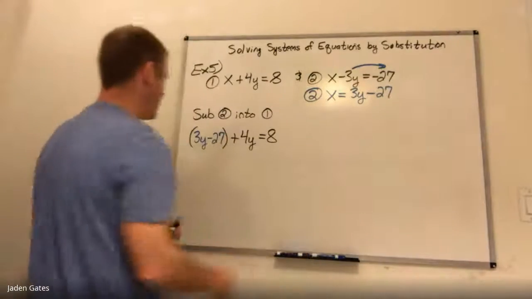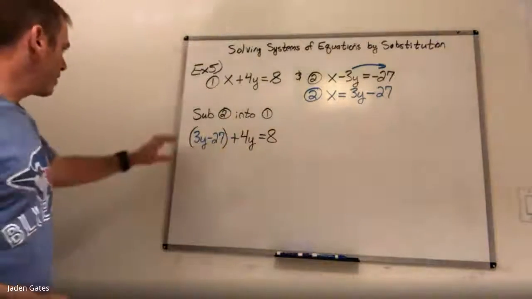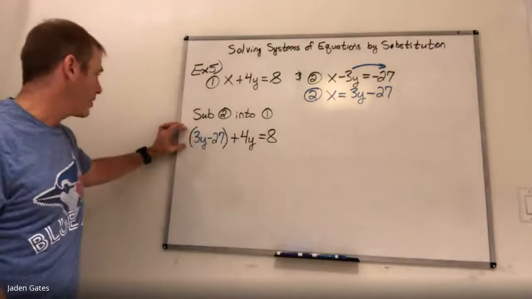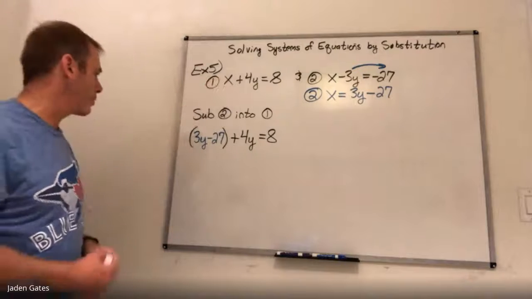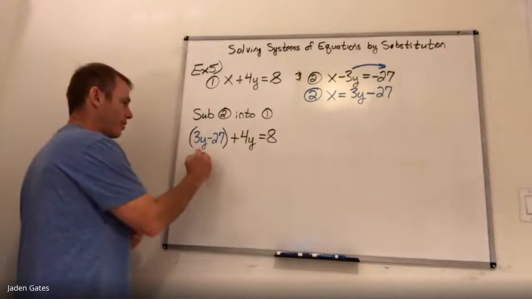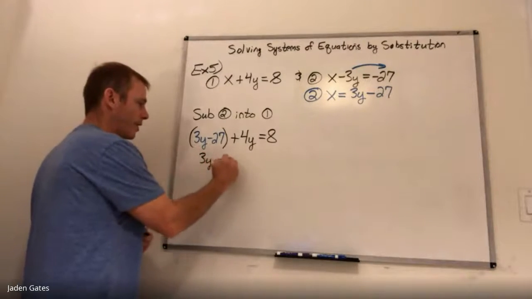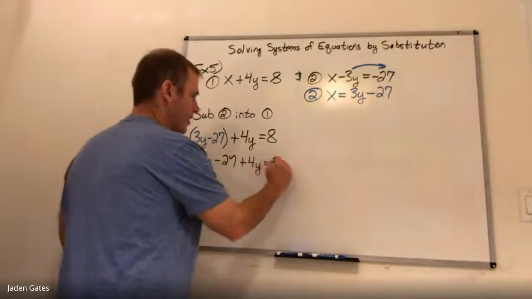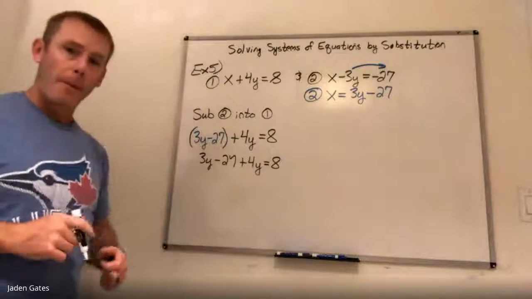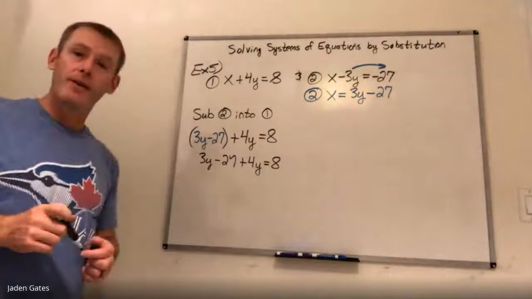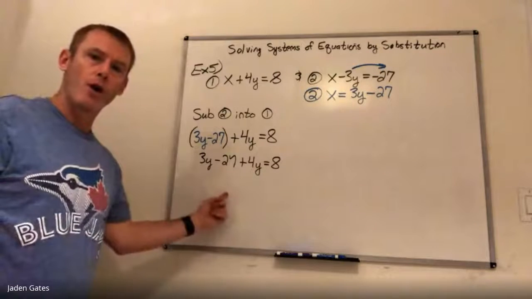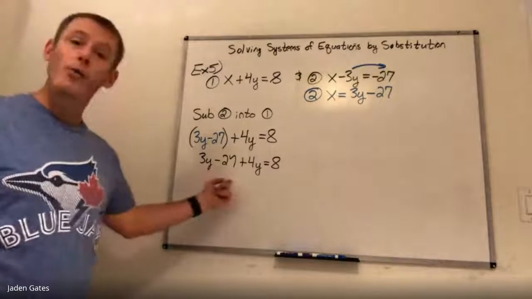All right. Let's see here. I don't have anything in front of this bracket, so the brackets don't mean anything. I just put them there because I want to show you that I'm substituting for x. So really, this is just 3y minus 27 plus 4y equals 8. Now, in this case, again, the reason I'm substituting is so I can get one equation with one unknown. This time we're going to solve for y first.